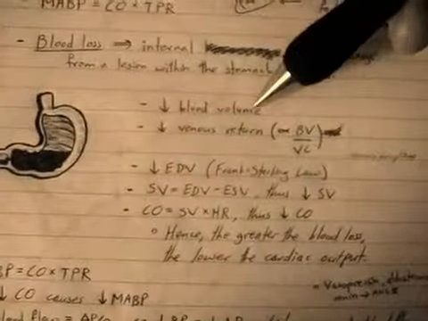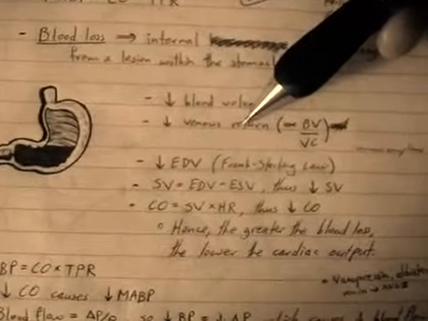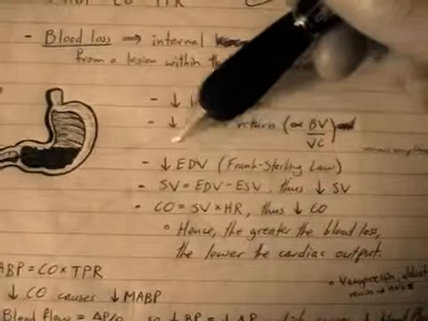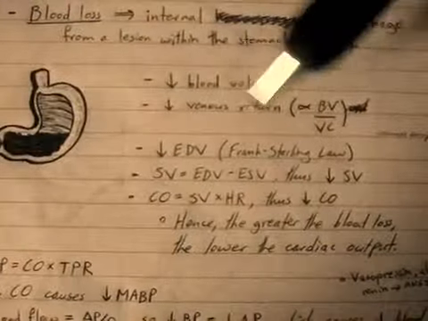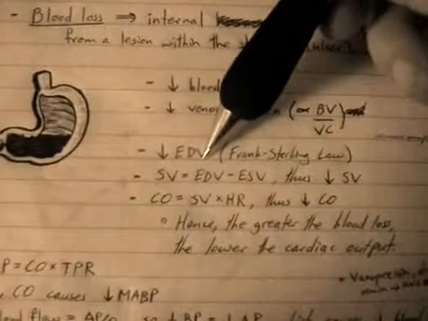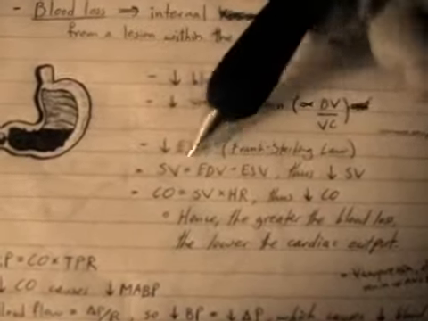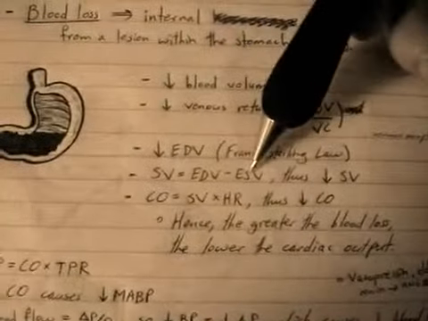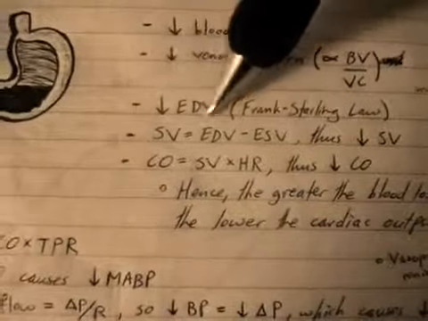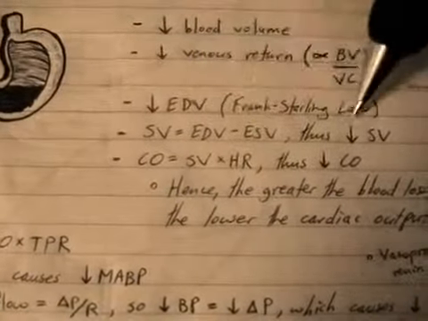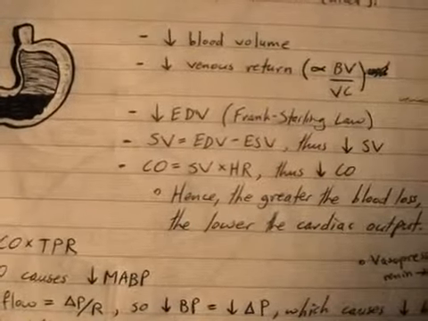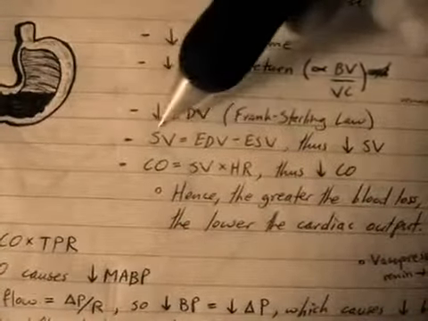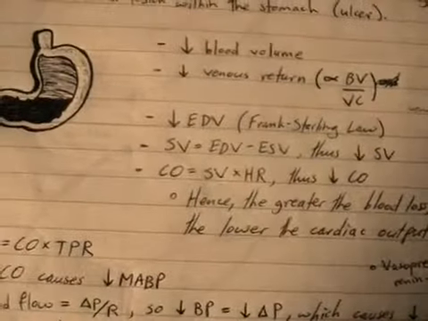So a decreased blood volume is going to cause decreased venous return, and the decreased venous return is going to cause decreased end-diastolic volume because less blood is returning to the heart. So if end-diastolic volume is decreased, then stroke volume is decreased, because stroke volume equals end-diastolic volume minus end-systolic volume. Also, decreased blood returning to the heart, according to the Frank-Starling law, is going to cause the heart to contract weaker. If the heart contracts more weakly, that also shows that the stroke volume is going to decrease.